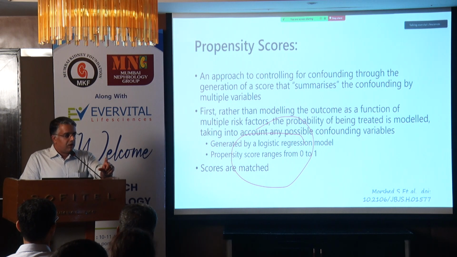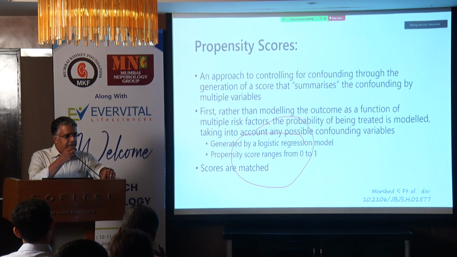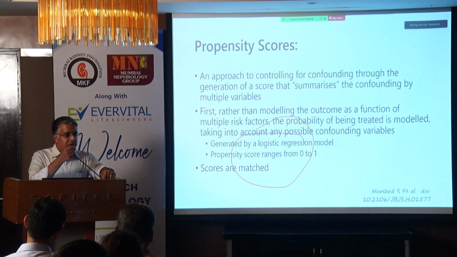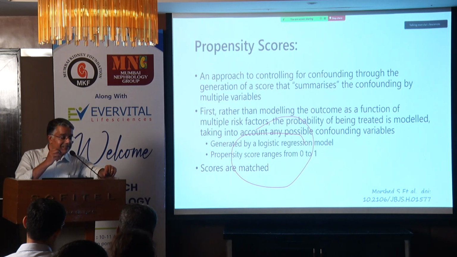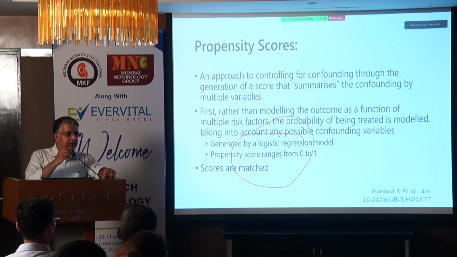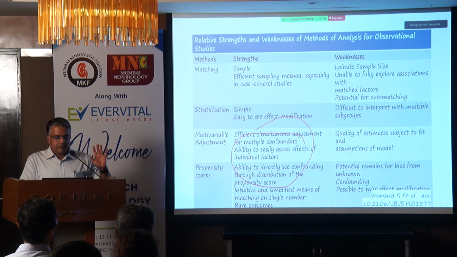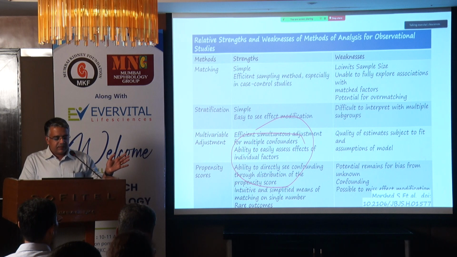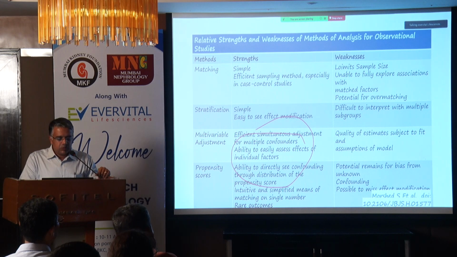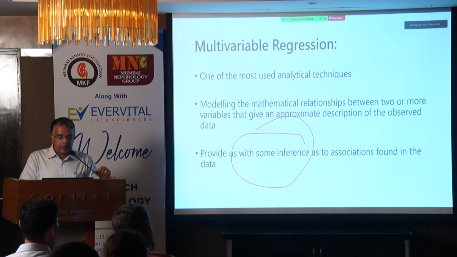I have not done this myself, but what you do is basically for each case, you calculate a score which will capture all the confounders, and then the scores are matched between the two groups, right? So there are statistical ways to take care of confounders, provided you identify them or you know them. So these are different strengths and weaknesses of each of them. So matching, stratification, multivariate adjustment are different ways to take care of confounding.